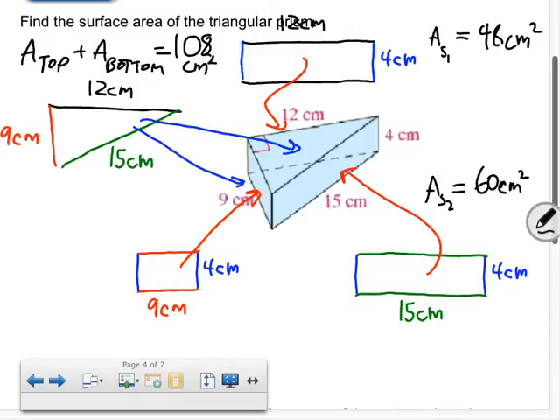So this area of the side is going to be 36 centimeters squared. Have we found the total surface area? Yes. Now we've got to find the total. So let's get the total.